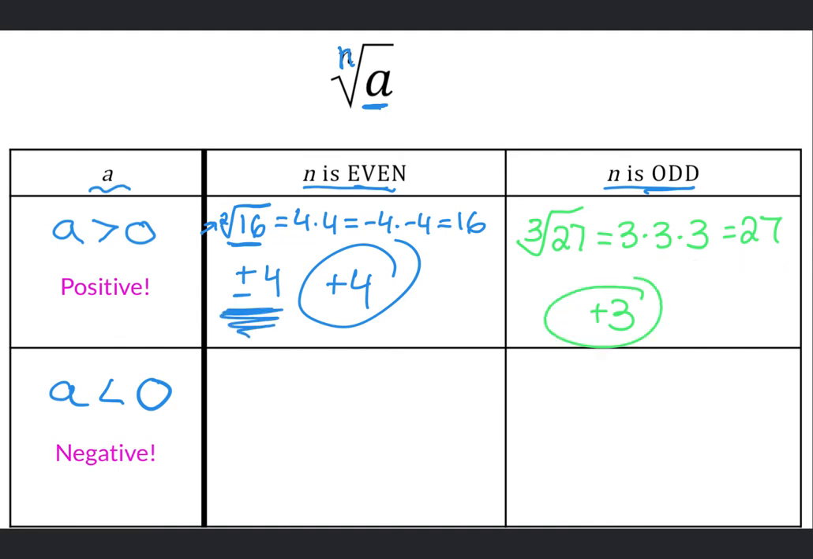So what happens when now a is negative? Okay, and we have an even root. So let's look at an example. Square root of -4. So that's an even root, and I have a negative number. Well, that is no real roots. So you've learned that we have to deal with imaginary numbers there. That would equal 2i.